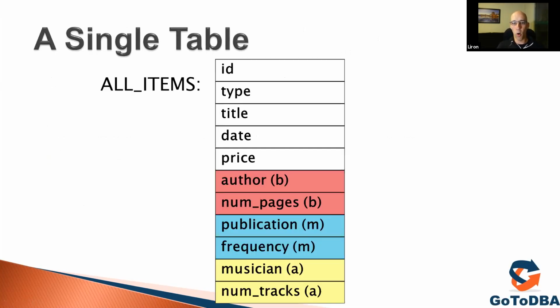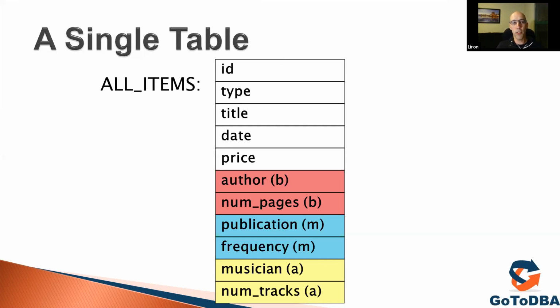In all of my examples or solutions, the blank or white background will be the common attributes. The red ones with the B in parentheses will be the books. So you have also the color code, and also in parentheses you have the letter. So B is the books, the blue or teal, whatever color it is, with the M, would be the magazines, and the A, yellow, would be the audio.